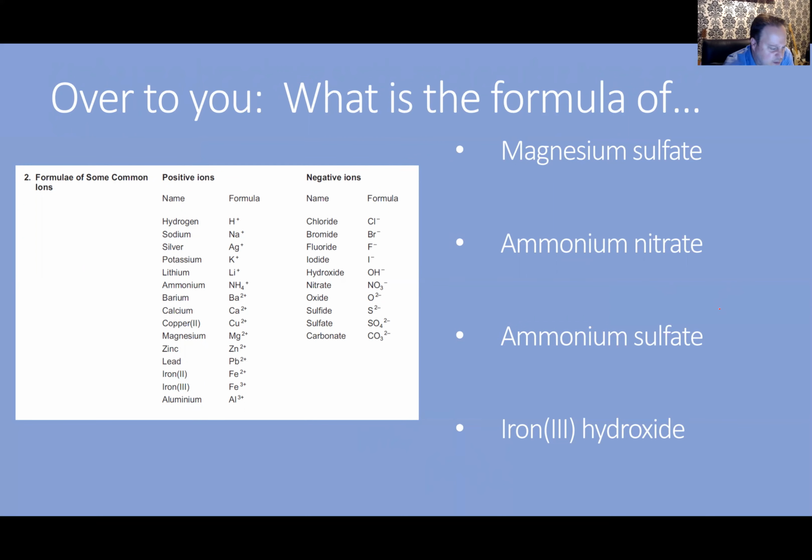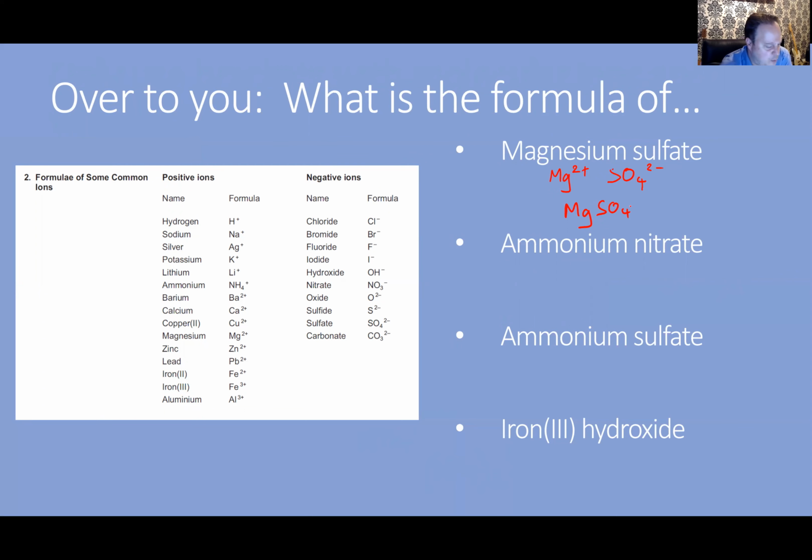Magnesium sulfate. Magnesium on the left-hand side is 6 from the bottom. It's Mg2+. Sulfate is 2nd from the bottom on the right. SO4 2-. The charges of +2 and -2 cancel out completely. We have 1 magnesium ion, 1 sulfate ion. So the formula is just MgSO4. No brackets around the sulfate because there's only 1 of them.